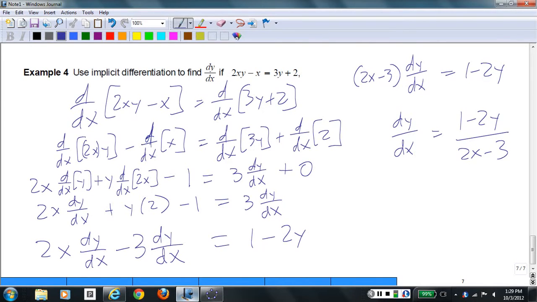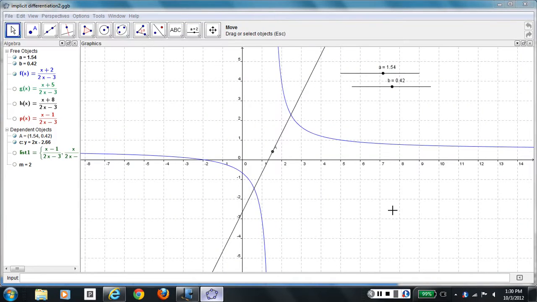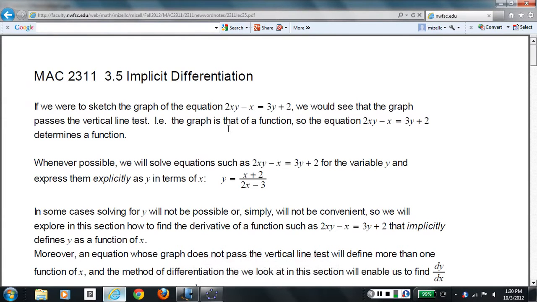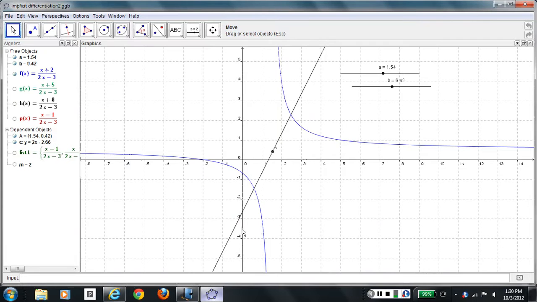So if we could find a point on this graph, we could substitute the coordinates into 1 minus 2y over 2x minus 3, and it would give us the slope of the tangent line. All right. So this is the graph. It actually did define a function. We didn't go to the trouble of finding it, but it turns out that if you take this equation and solve it for y in terms of x, you get y equals x plus 2 over 2x minus 3. So it does define a function, and the graph looks like that.